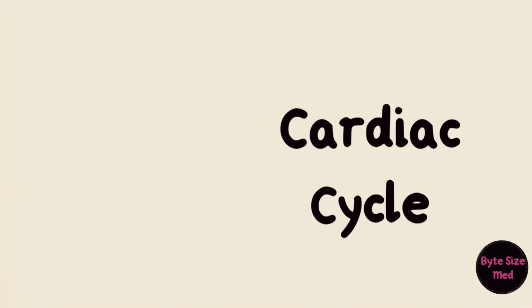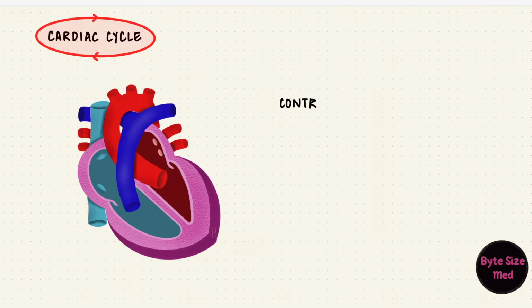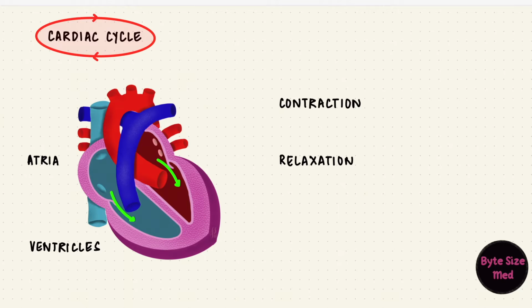This video is on the cardiac cycle, and in part 3, we're going to look at the atrial pressure changes. The cardiac cycle has a series of events that happen on repeat between heartbeats. The contraction and relaxation of the atria and the ventricles circulates blood through the chambers and then through the lungs and the rest of the body organs. The contraction is systole, and the relaxation is diastole.